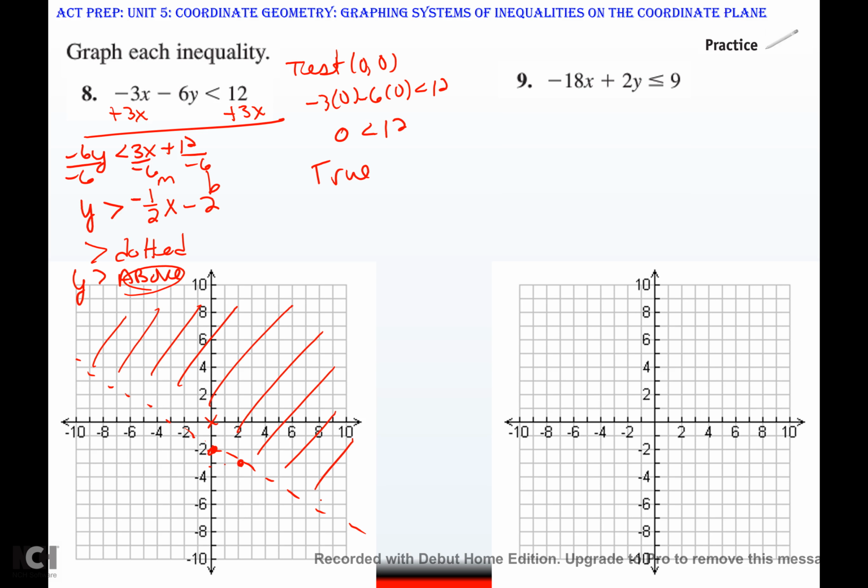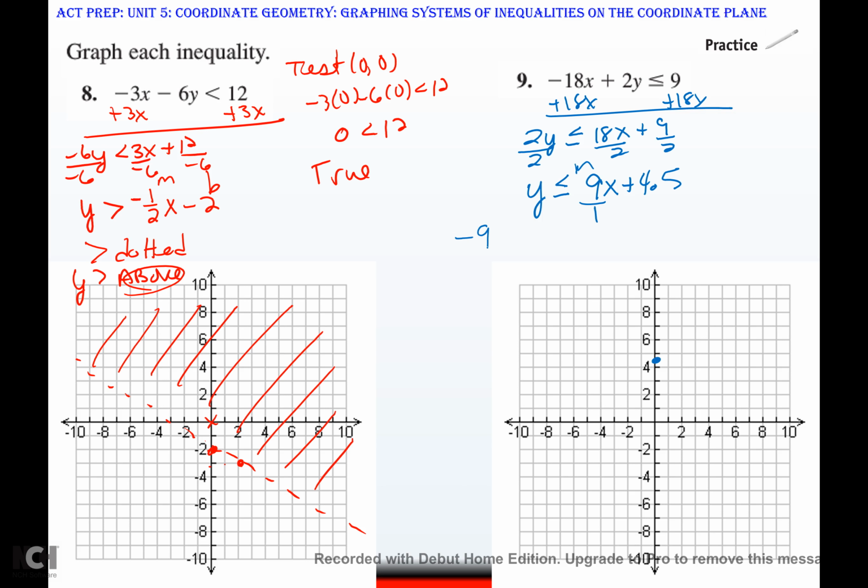Okay. Number 9, to get y alone, I'm going to add 18x. Add 18x. I get 2y is less than or equal to 18x plus 9. Divide by 2, by 2, by 2. Y is less than or equal to 9x plus 4.5. So I'm going to go up to the 4.5 floor, and the monkey says, go up 9 over 1.